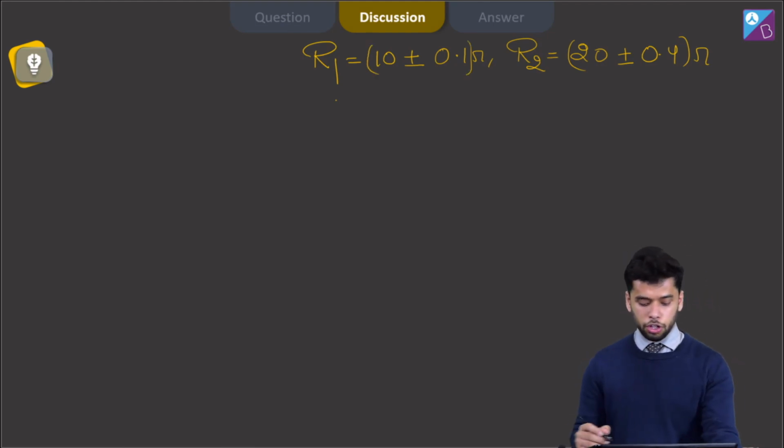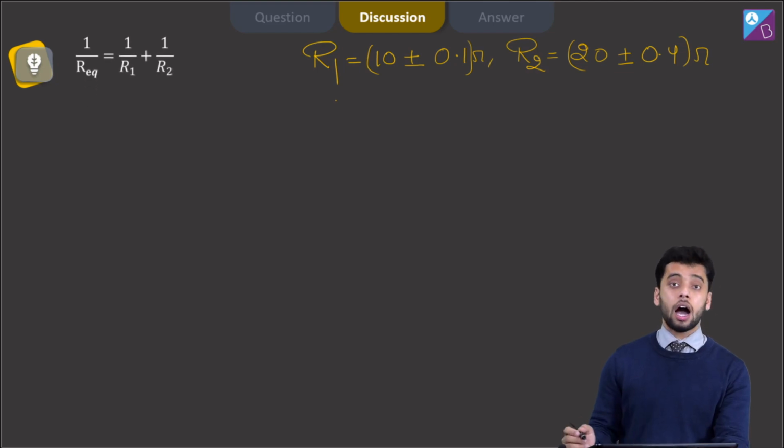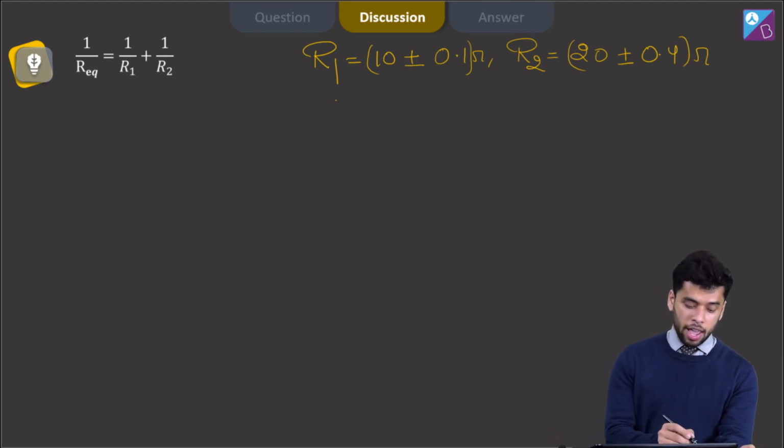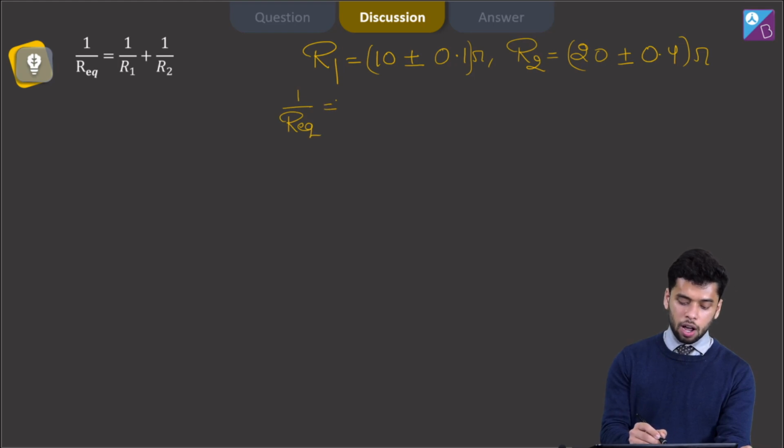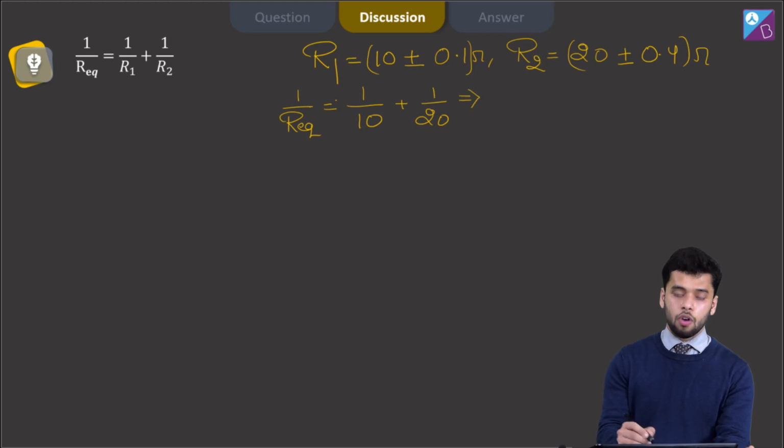Now we know that for parallel combination, 1 over R equivalent is equal to 1 over R1 plus 1 over R2, right? So now as we substitute the values in this equation, we see that 1 over R equivalent is equal to 1 over R1. What is the value of R1? The value of R1 is 10. What is the value of R2? It is 20. So 1 over 10 plus 1 over 20. As you solve this, we'll get R equivalent, which is equal to 20 by 3 ohms, right?